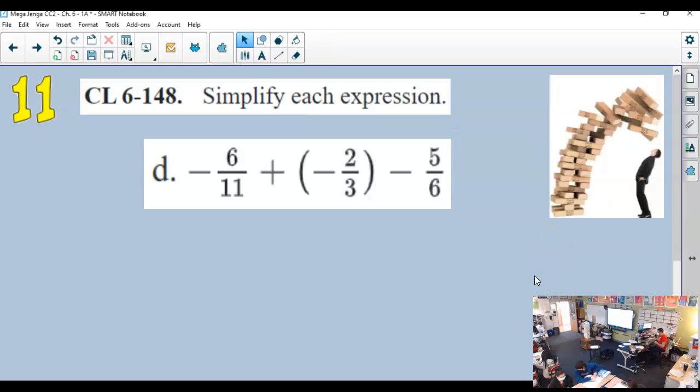Simplify. Careful with those signs. And the team that will go next, let's say John's team is 1, 2, 3. Antonella's team is 4, 5, 6. 3. So John's team.